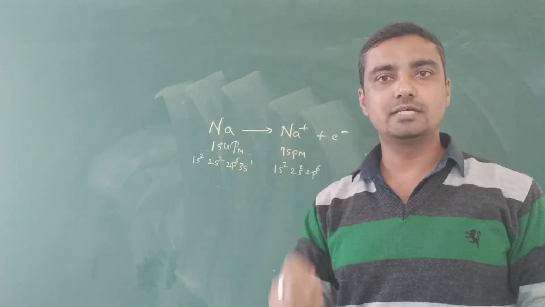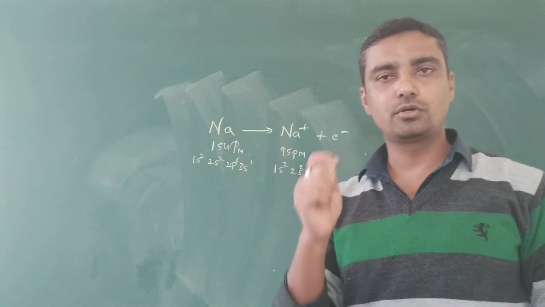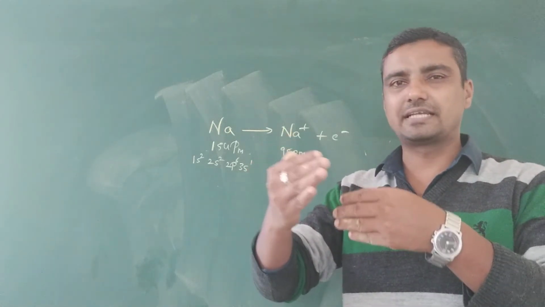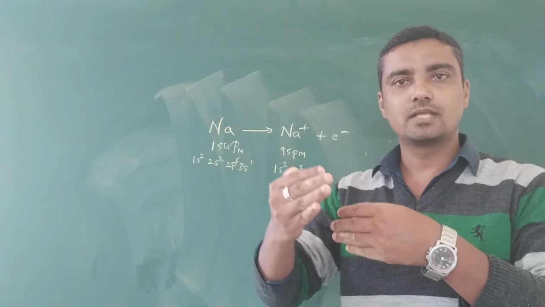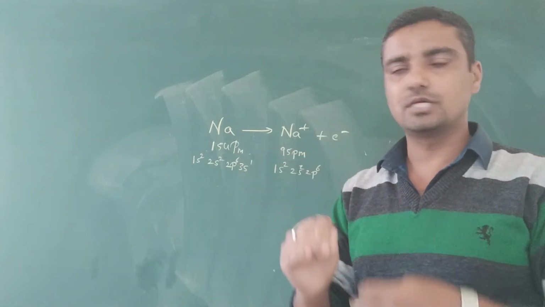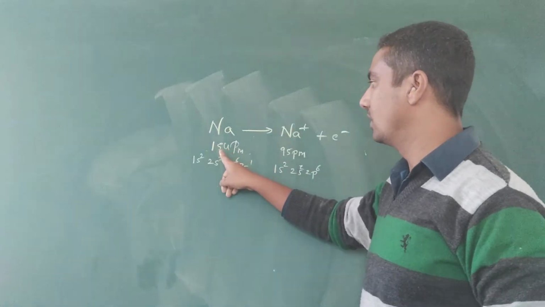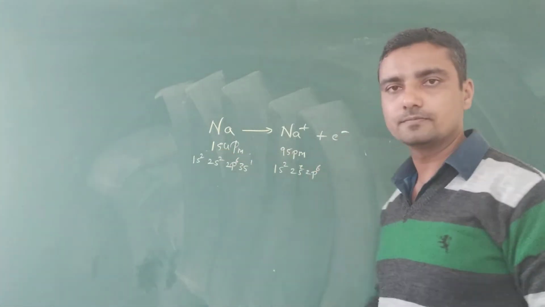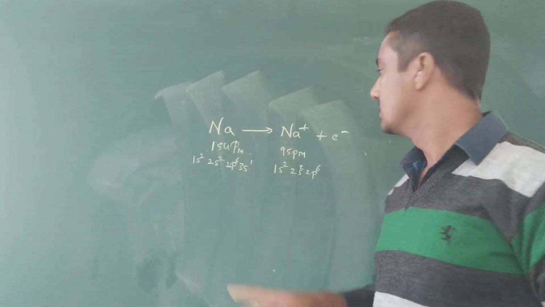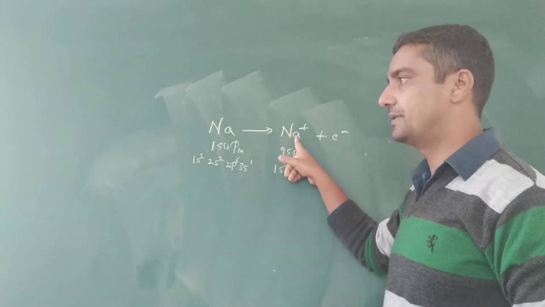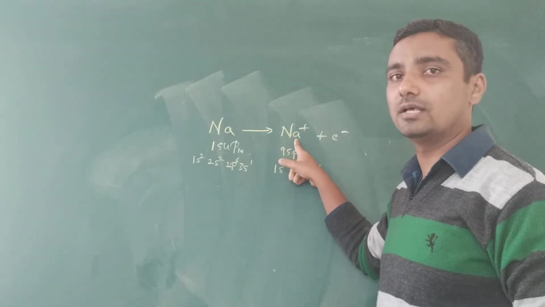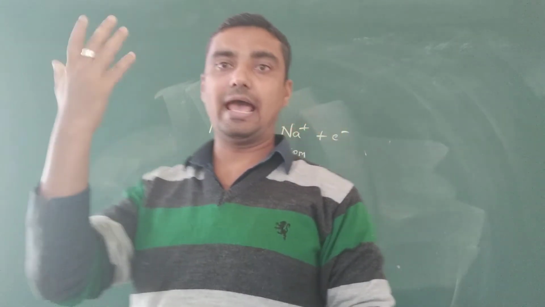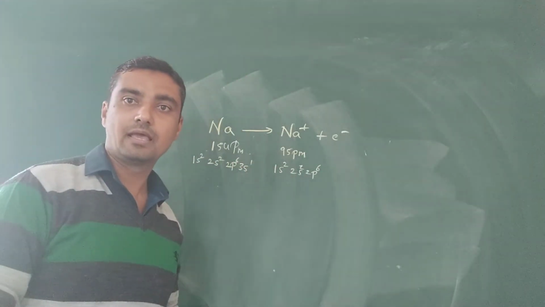The effective nuclear charge increases, so the size shrinks and gets reduced. That is why it goes from 154 picometer to 95 picometer after removing one electron. So the cations have a smaller ionic size as compared to the neutral atom. Right. What about in terms of an anion?